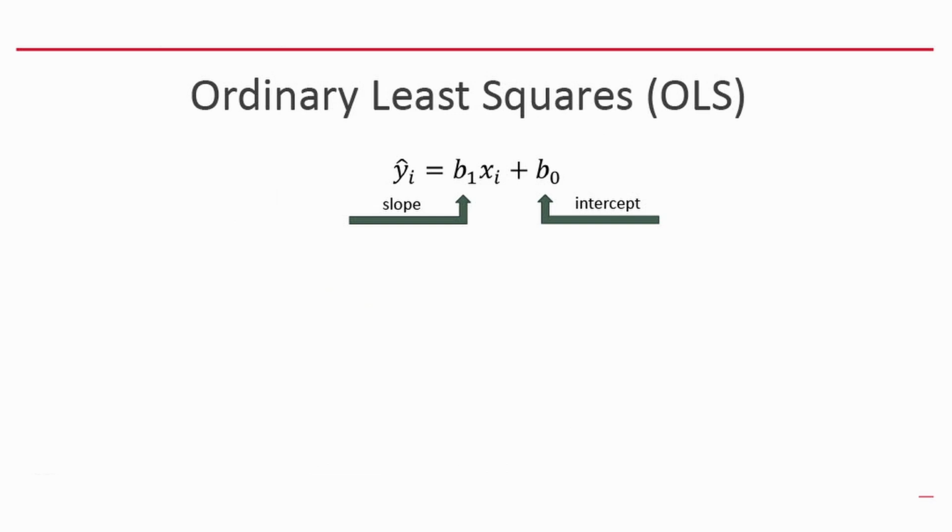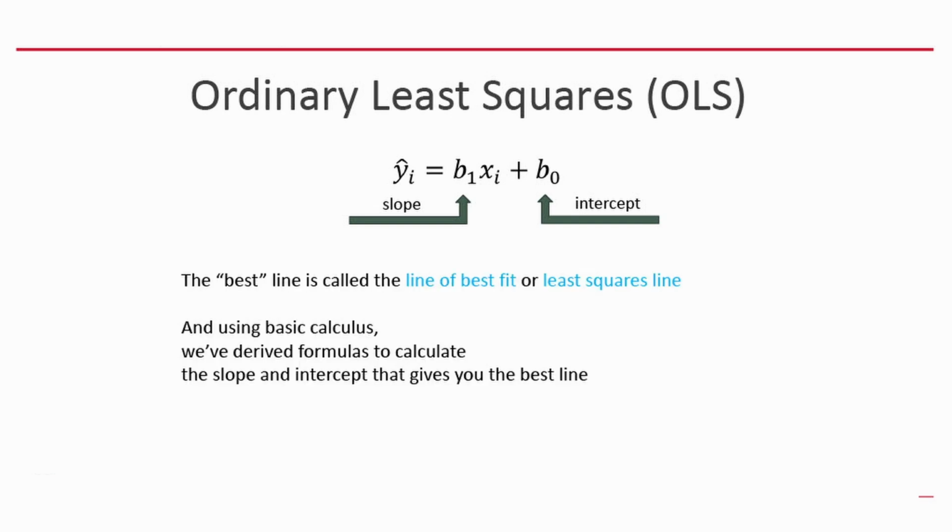So when we find this best line, we call it the line of best fit, or the least squares line. And it'll have a particular slope, b1, and a particular intercept, b0. Now, instead of sitting here drawing lines all day long and hoping that we make a good guess, you can actually use basic calculus to derive direct formulas to calculate what the best slope and best intercept would be to give you this line of best fit. So we don't have to guess and check.